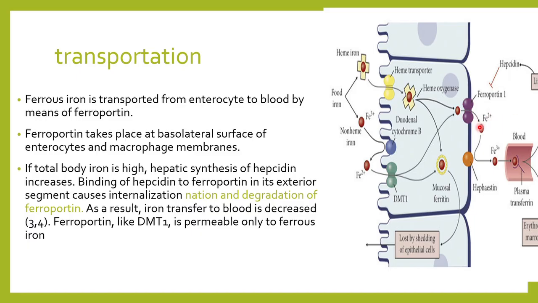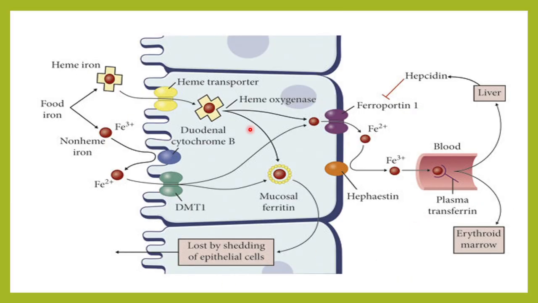Whenever the level of iron is high, the regulator will be hepcidin, and this iron metabolism is very tightly regulated. All these play a very important role in maintaining the level of iron in the body. Here you can see this ferrous iron will be transported into the bloodstream via ferroportin, and it can also be stored in the intestinal mucosal cells in the form of mucosal ferritin, and once the epithelial cell is shed, the iron is also lost by shedding of this epithelial cell.